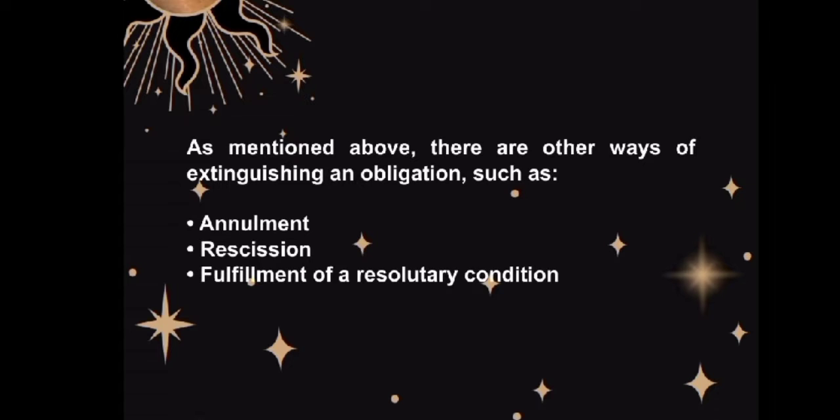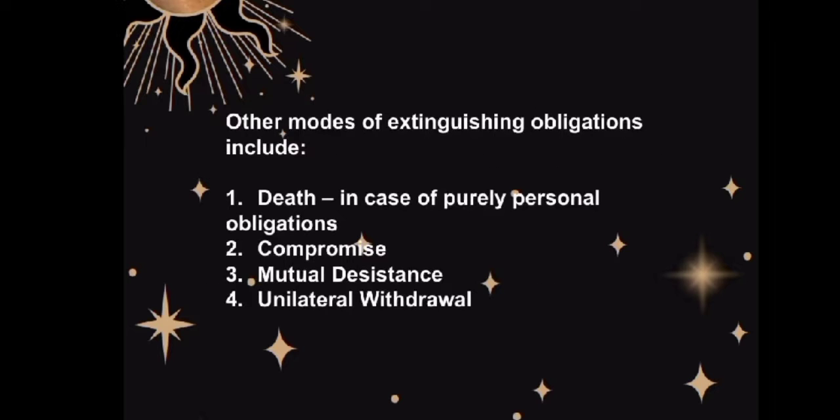So, let's go to next one. The other modes of extinguishing obligations include death, compromise, mutual desistance, unilateral withdrawal. So, sa death, kapag patay na yung isa sa gumawa ng contract, the contract is invalid na. Kasi, wala na yung kausap mo, patay na. Wala ka nang ma-discuss na contract ninyo kung kayo lang naman dalawa yung nag-usap about doon.